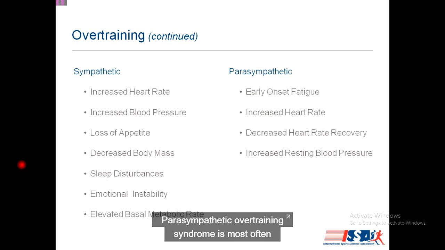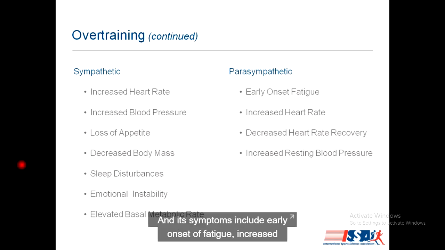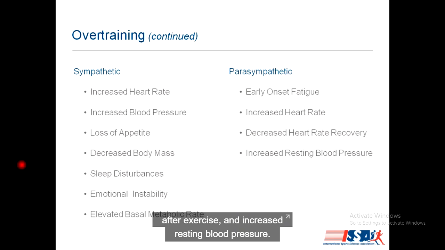Parasympathetic overtraining syndrome is most often found in aerobic exercises, and its symptoms include early onset of fatigue, increased resting heart rate, decreased heart rate recovery after exercise, and increased resting blood pressure. Excessive training refers to the training in which the volume, intensity, or both are increased too quickly without proper progression.